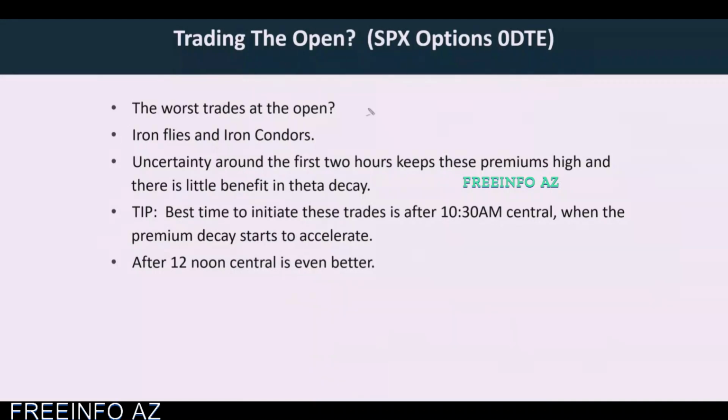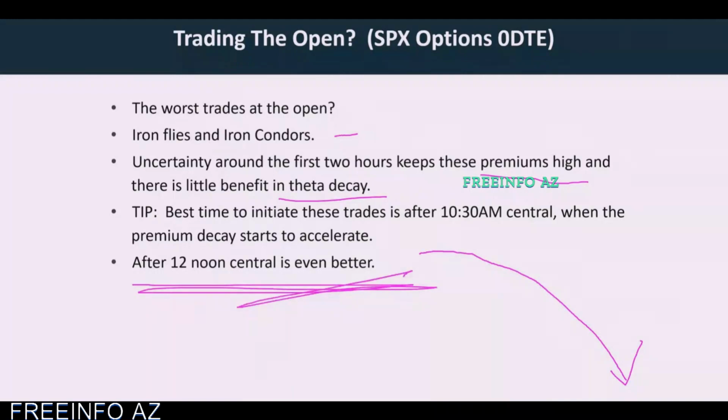But the worst trades to do at the open are going to be iron flies and iron condors. Why? Uncertainty around the first 2 hours keeps these premiums high, and there's little benefit to theta decay. In other words, they become a directional trade. You're not really capturing decay. Tip: the best time to initiate these trades is after 10:30 a.m. Central when the premium decay starts to accelerate, and then after 12 noon is even better.